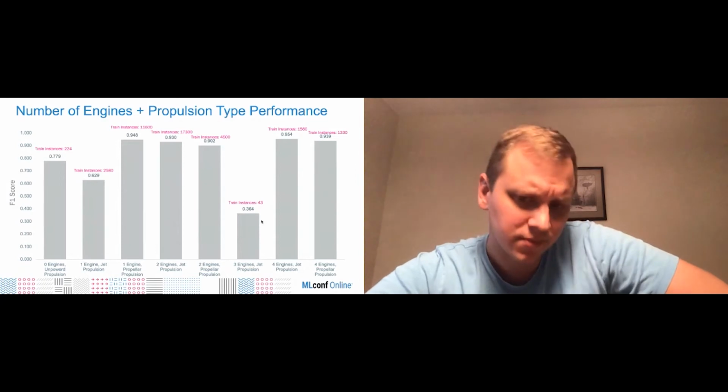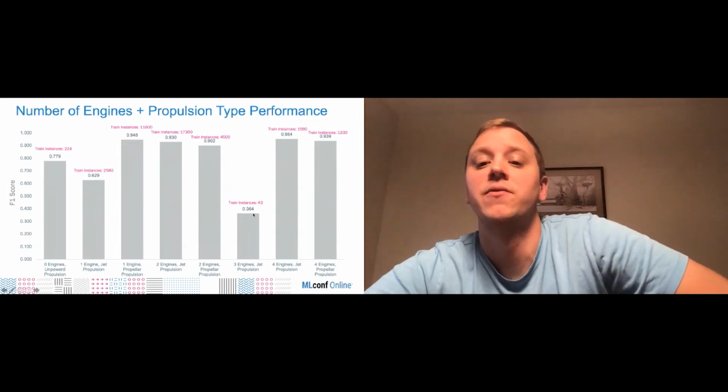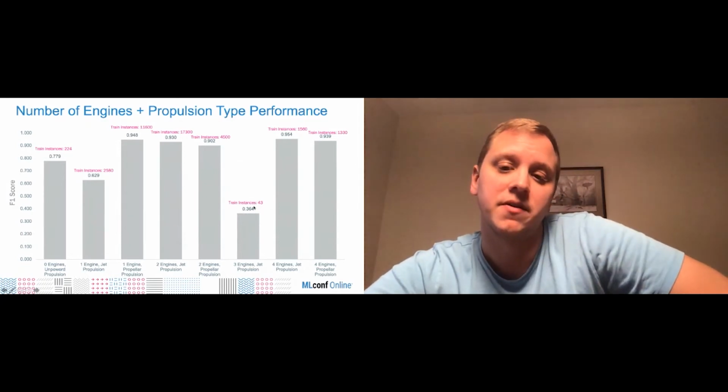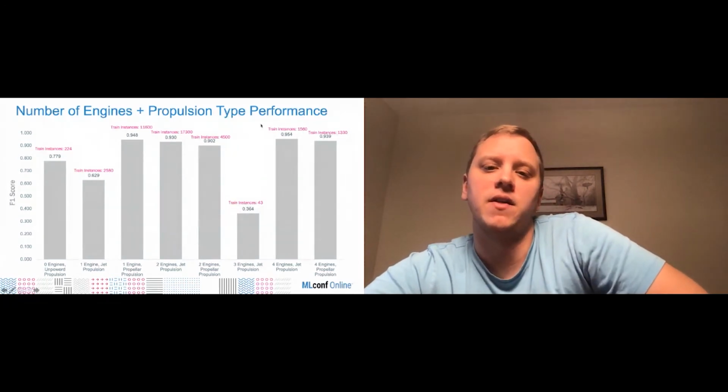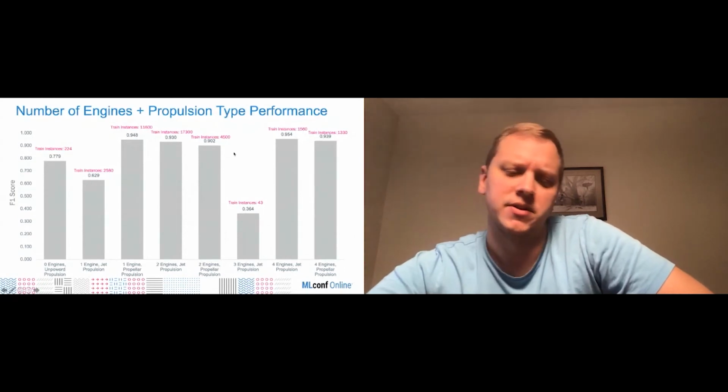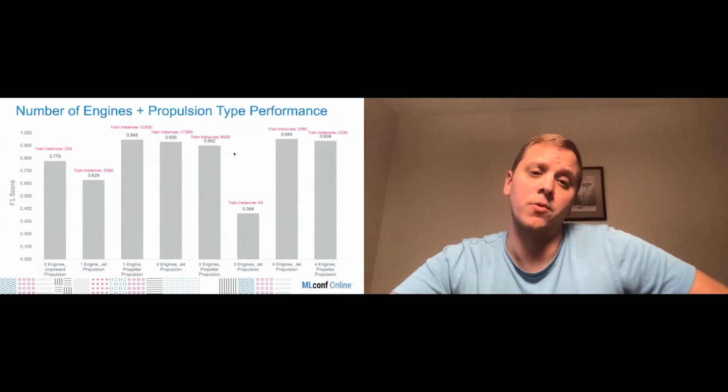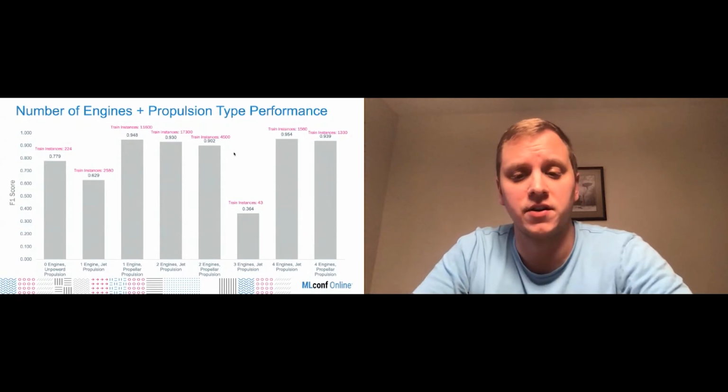You can see that when we have this very rare class where we've got 3 engines with jet propulsion, that really only happens 43 times in the data set. And as a result, we end up with this much lower F1 score. And then you can see other types here that are much higher. And we're able to do this very well with modern object detection architectures.